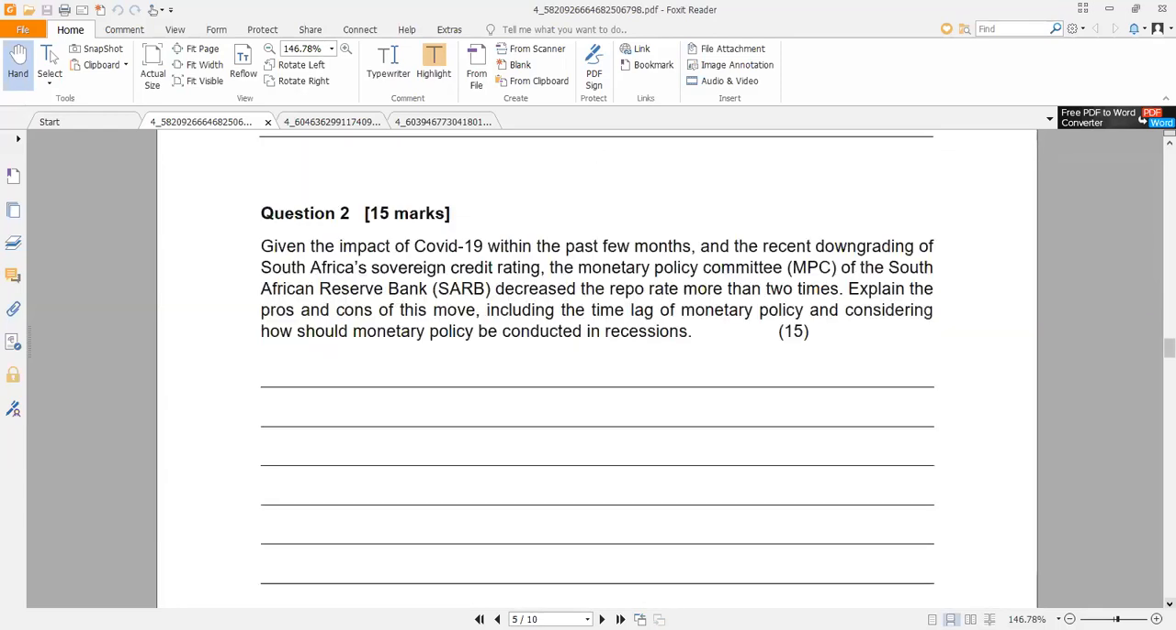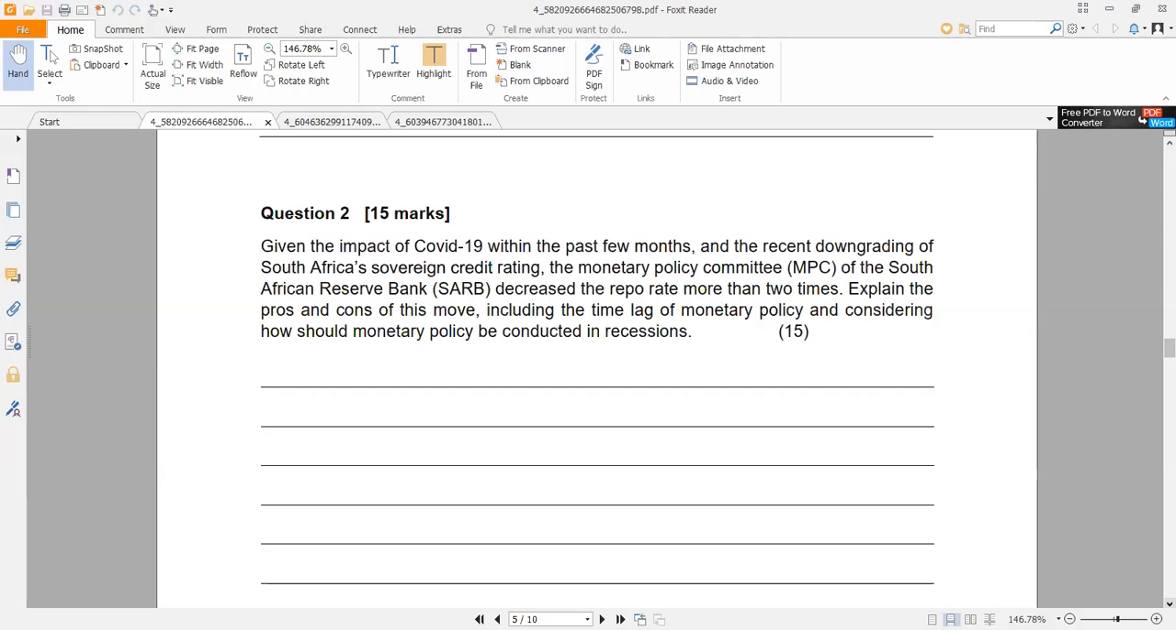Okay, given the impact of COVID-19 within the past few months and the recent downgrading of the South African sovereign credit rating, the monetary policy of the South African Reserve Bank decreased the repo rate more than 2 times. Explain the pros and cons of this move, including the time lag of monetary policy and considering how should monetary policy be conducted in recessions.